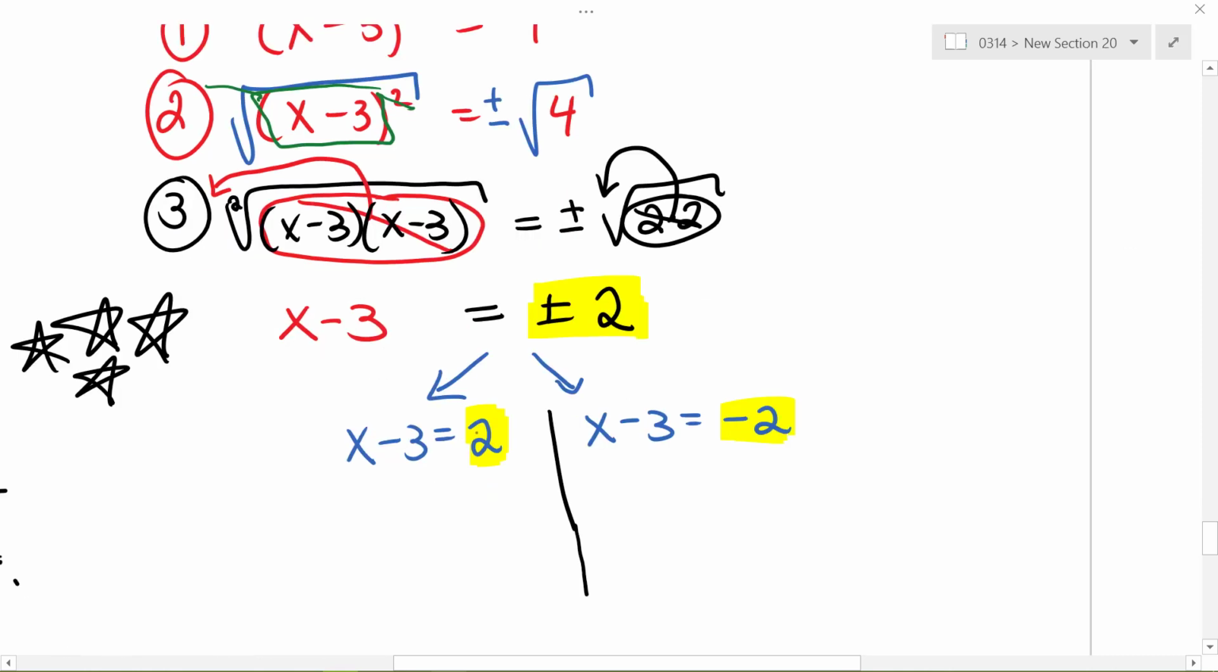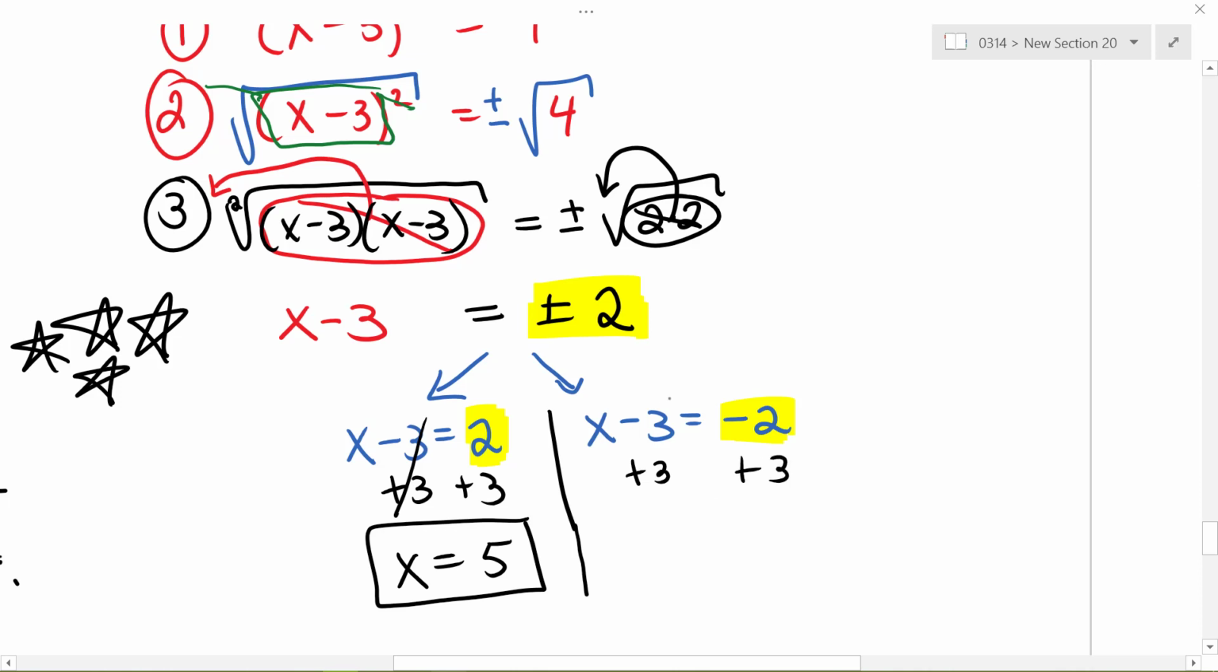Alright, so to solve the equation on the left, I'm going to add 3 to both sides. And I get x is equal to a positive 5. On the right hand side, I'm going to also get x by itself by adding a 3 to both sides. So I get x is equal to negative 2 plus 3, which is a positive 1. You notice that my answers are 2 different numbers and they both turn out to be positive.